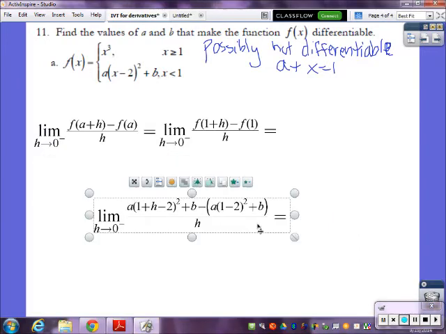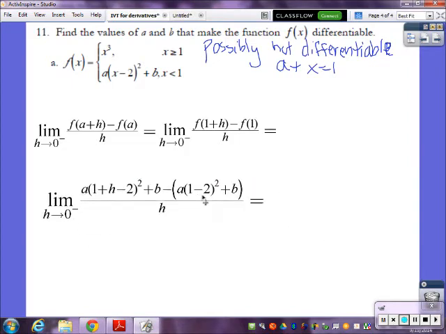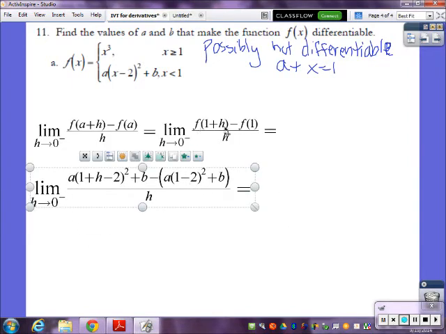So once I have everything substituted in for my f of 1 plus h and my f of 1, it would look like this. At this point, I need to simplify. So over here I have this 1 plus h minus 2 all squared. Need to multiply that out. And then over here I have this minus the 1 minus 2 all squared times a. I need to reduce this down and simplify it.